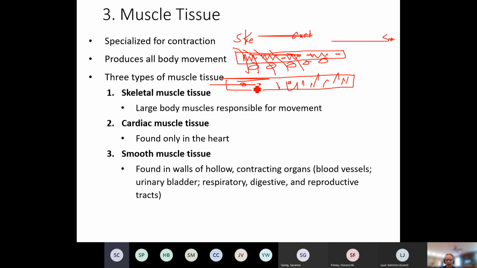Okay. Now, skeletal muscle cells, because they're multinucleated, they have a lot of mitochondria. It is not easy for these guys to go through mitosis, so they are going to be known as terminally differentiated cells.